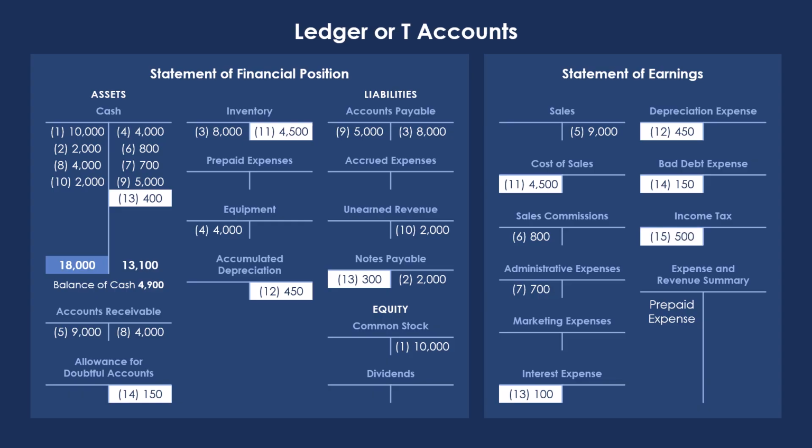Journal entry number 15, paid income taxes. Debit income tax expense, 500. Credit cash, 500. Journal entry 16, debit income taxes, 500. Credit cash, 500. Journal entry number 17, debit marketing expense, 1,000. Credit accrued expenses, marketing, 1,000.